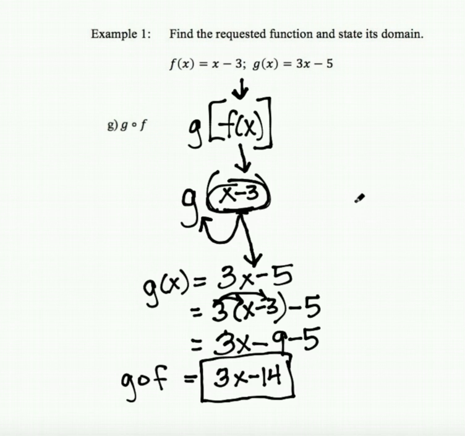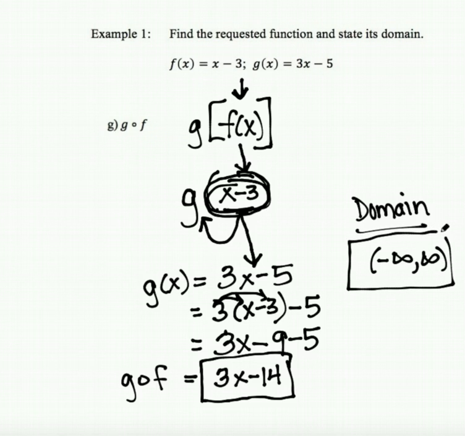Now, domain. Again, in our new composite function 3x minus 14, there are no restrictions. My inner function back up here was x minus 3, no restrictions. So my domain is negative infinity to infinity. No restrictions, so all real numbers.